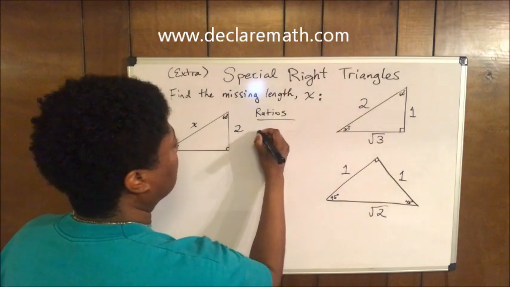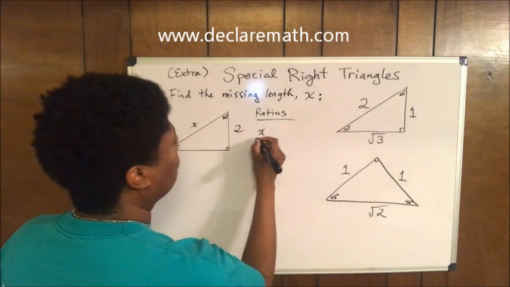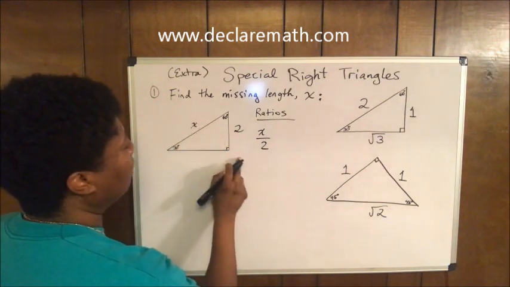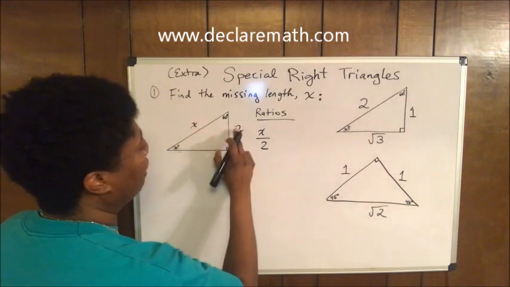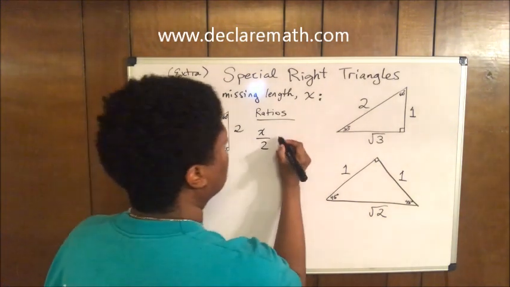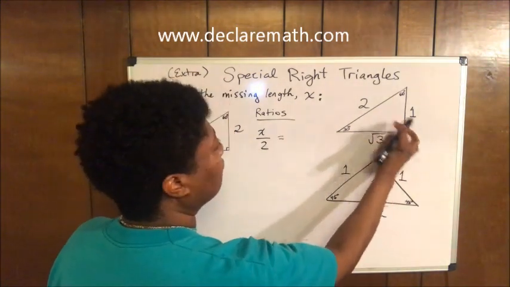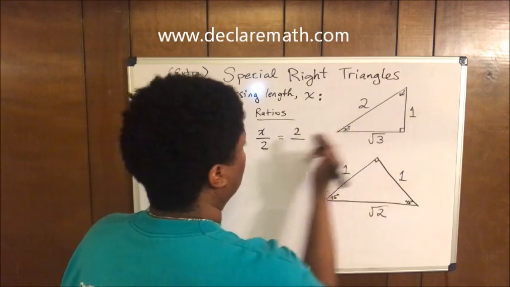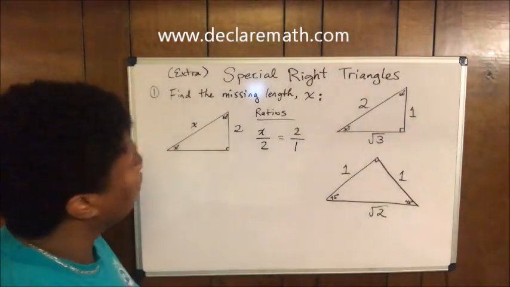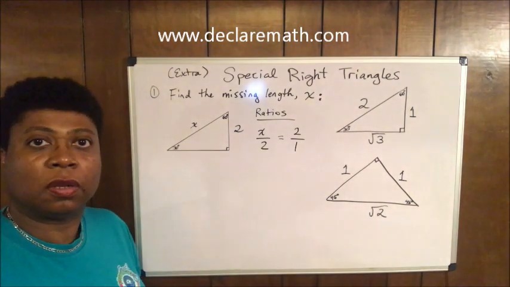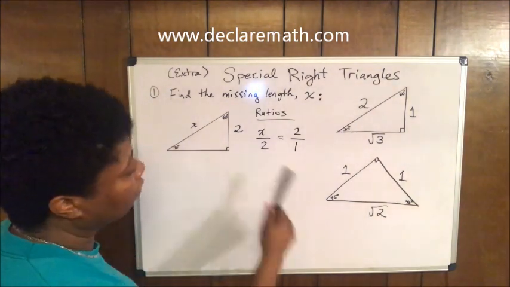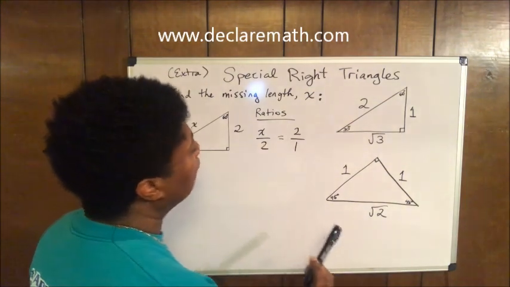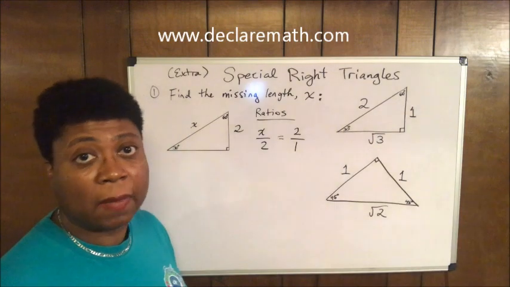So I want to put x over 2 here. That means the 90 opposite, 30 opposite. So let's do that over here. Set that equal to 90 opposite, which is 2, and 30 opposite, which is 1. So that's how you set up the ratio, and I did it in a pretty fast, simplified way. I'm assuming that you know basic math.